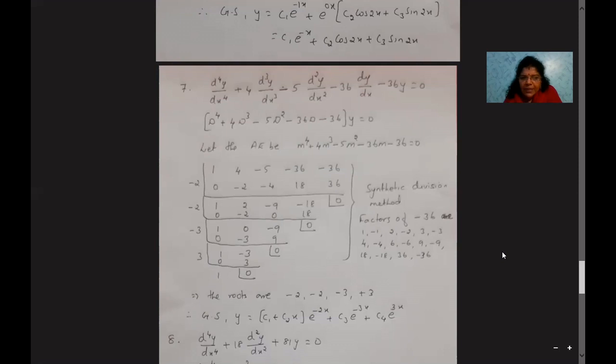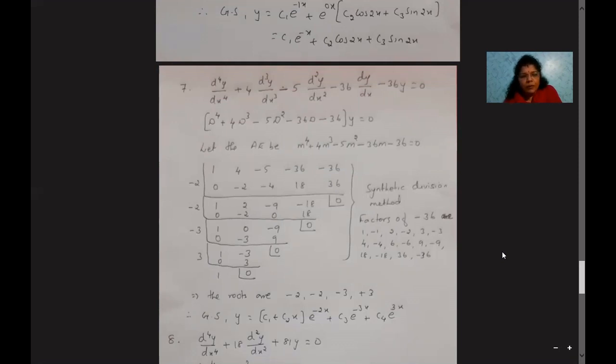Again you add minus 5 and minus 4, minus 9. Multiply minus 2 and minus 9, you get plus 18. Minus 36 plus 18, minus 18. Minus 2 into minus 18 is plus 36. Again when you add minus 36 plus 36, 0. So one root you have obtained already.